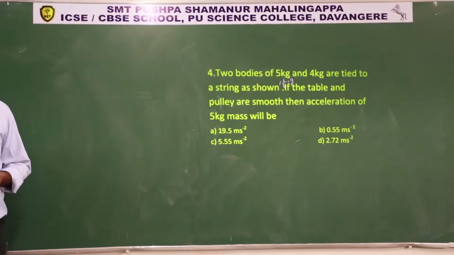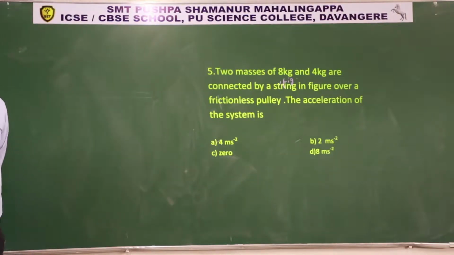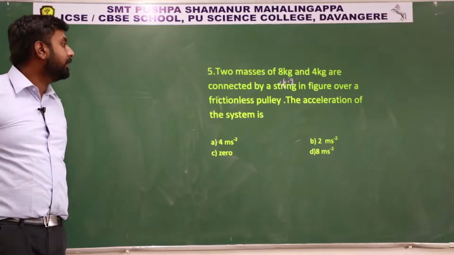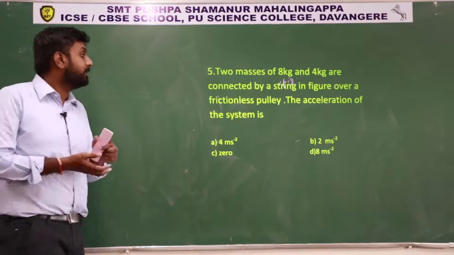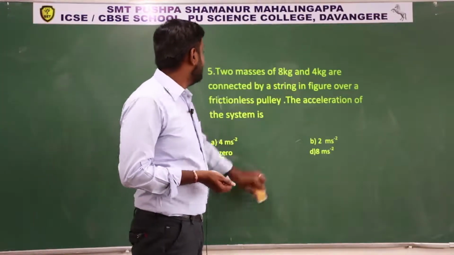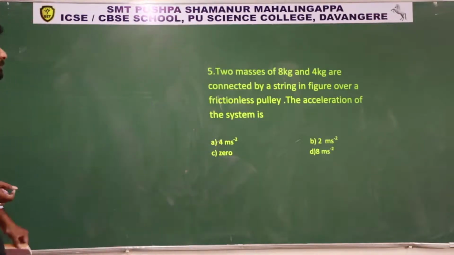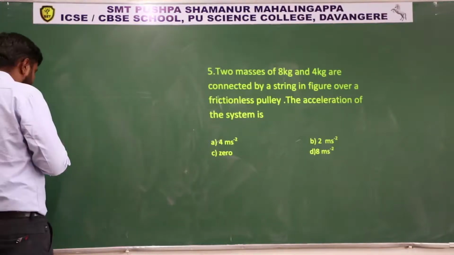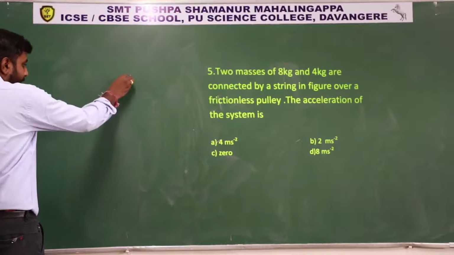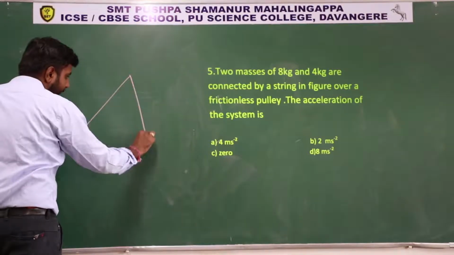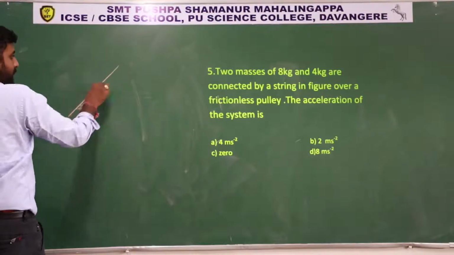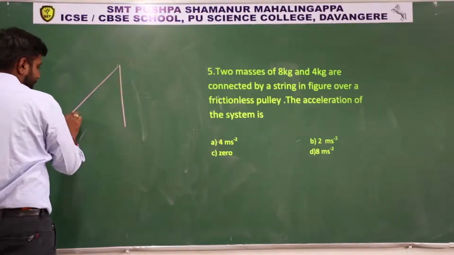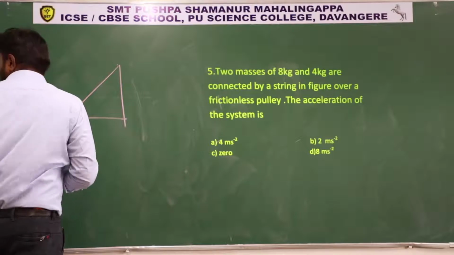Next one, two masses of 8 kg and 4 kg are connected by a string in the figure over a frictionless pulley. The acceleration of the system is? So let us consider this diagram. A wedge. This is a wedge or inclined plane.